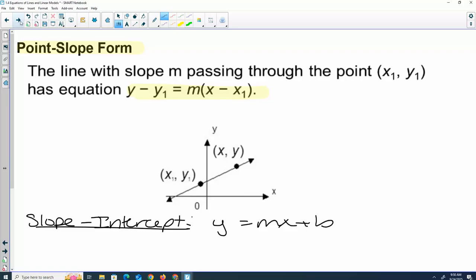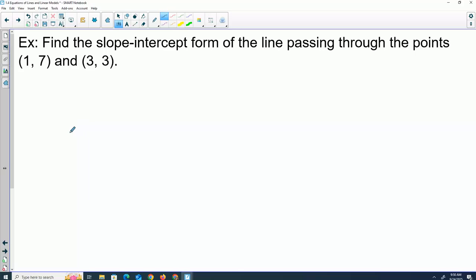So let me try one. I want to get the slope-intercept form. Doesn't mean I have to start there, but that's what I need for my final answer, for a line going through the points (1, 7) and (3, 3). In your notes, you can just put your ordered pairs. We need the equation of the line between them.